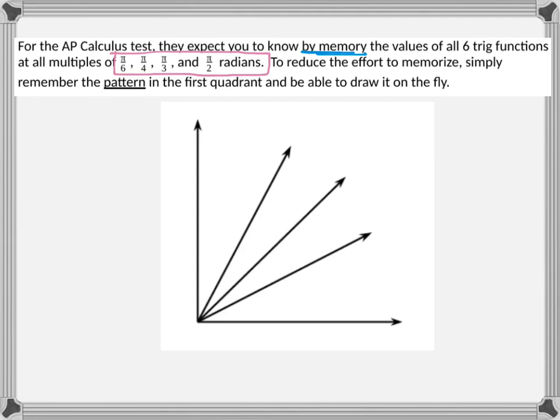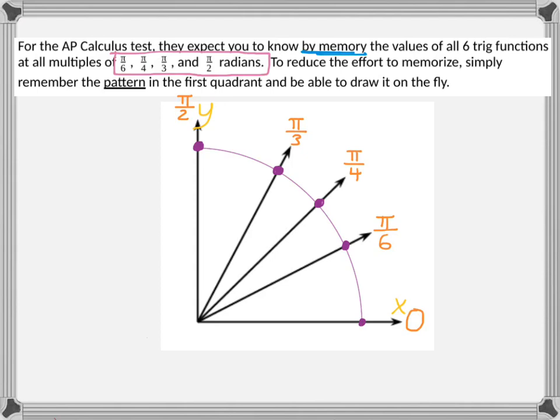For each one of those rays in the first quadrant, you do need to remember what radian value they represent: 0, pi over 6, pi over 4, pi over 3, and pi over 2. The unit circle intersects each of those rays at specific points, and it's the coordinates of those points that help us find the trig values. The 0 radian line is the x-axis, and the pi over 2 radian line is the y-axis.